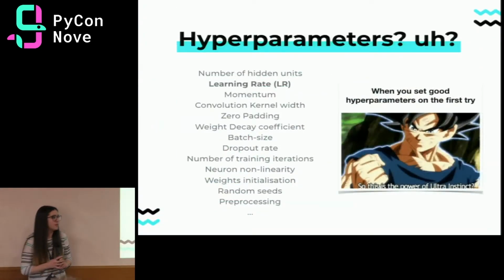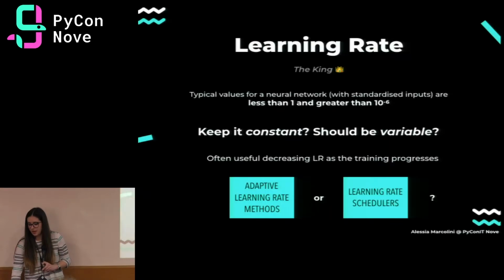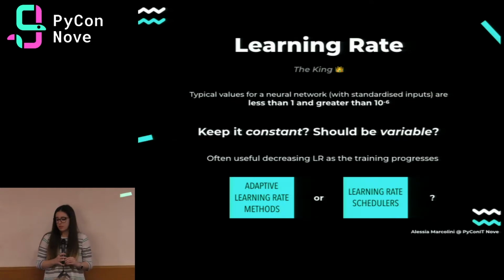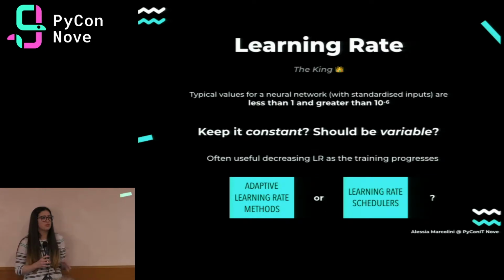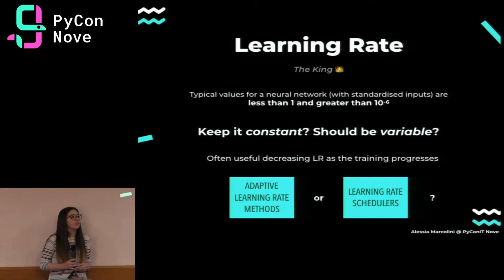So let's talk about the learning rate, which is considered one of the most important hyperparameters to tune. The typical values for a neural network are less than 1 and greater than 10 to the minus 6, but you shouldn't take these values too strictly. A possible question you can have is, should I keep it constant or should it be variable? Well, often it's useful decreasing the learning rate while your training progresses. But that said, another question you can have is, should I use an adaptive gradient learning rate method or a learning rate schedule? What's the difference between them?